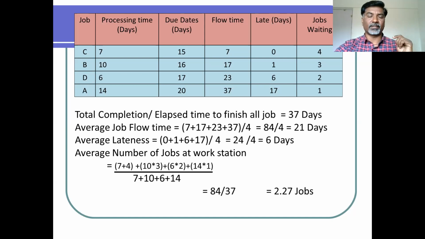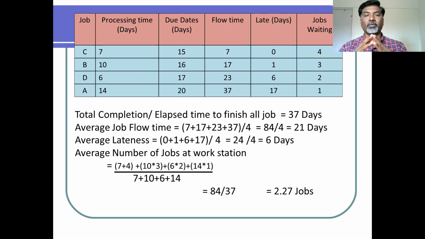Then average lateness: we have to add all late days. So 0 plus 1 plus 6 plus 17, whole divided by the number of jobs, which is 4. You will get 6 days. On average, 6 days will be the lateness time.